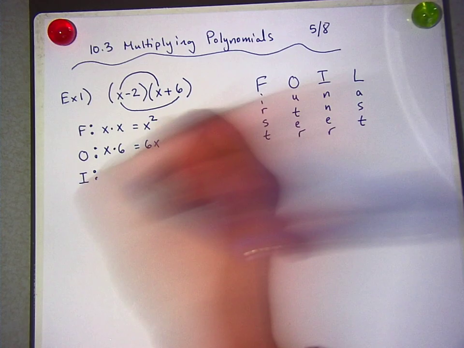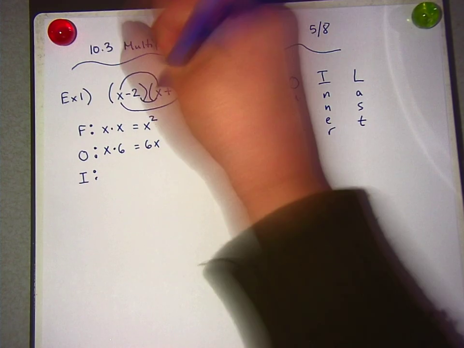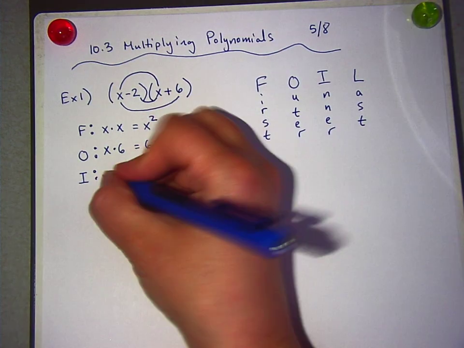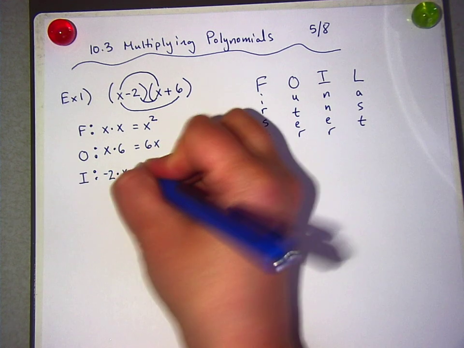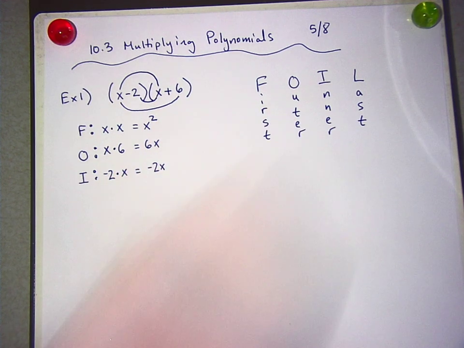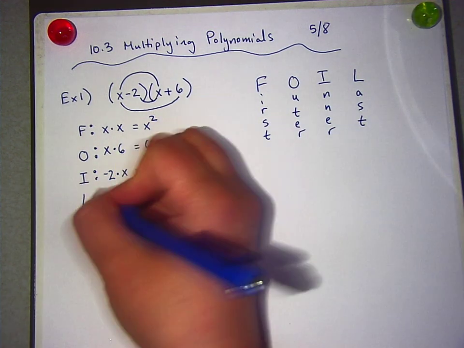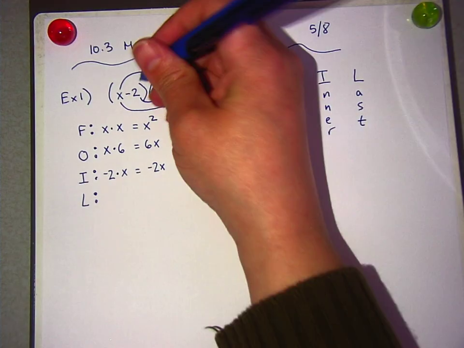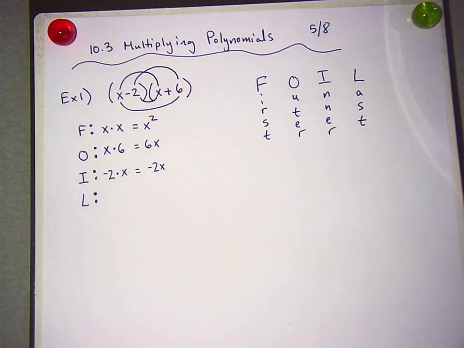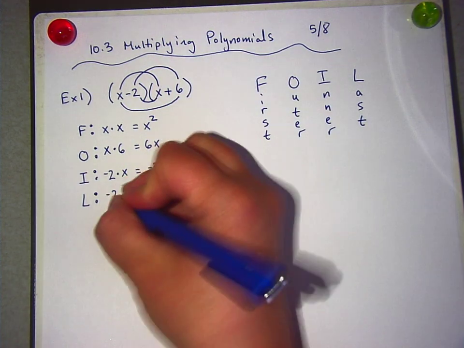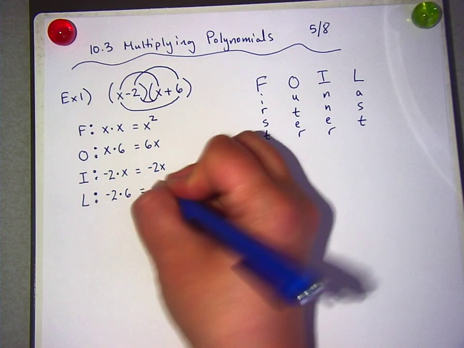The inner is these 2 right here on the inside. That's negative 2 times x, which is negative 2x. And L, for last, the last ones in the set, that's negative 2 times 6, which is negative 12.